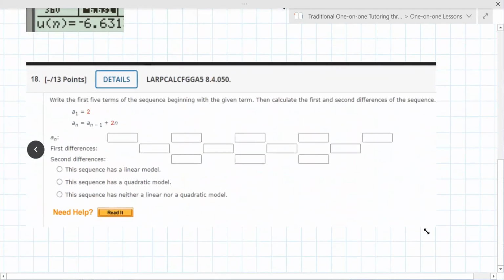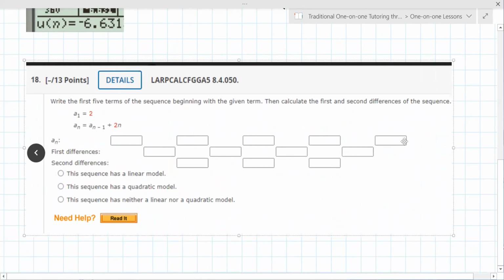All right, so this one says write the first 5 terms of the sequence. The first term is 2. And then the next term is the previous term plus 2 times whatever n is. So this is n equals 1, 2, 3, 4, and 5. Here it's 2 plus 2 times 2, so that's 6. Then 6 plus 2 times 3, which is 12. And then it's 12 plus 2 times 4, which is 20. And then 20 plus 2 times 5, which is 30.